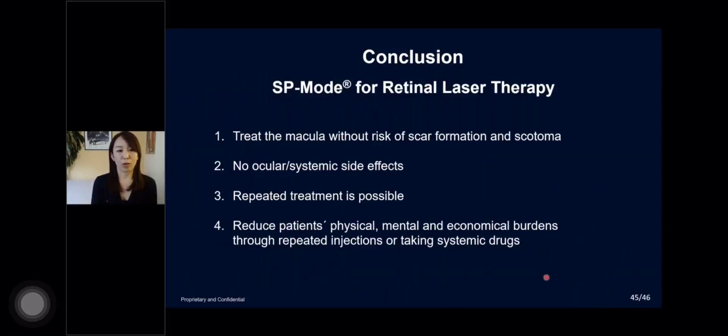So, final conclusion. SP mode for retinal laser therapy enables macular treatment without risk of scar formation and scotoma, and with no ocular or systemic side effects. Repeated treatment is possible if needed. And very importantly, it can reduce patients' physical, mental, and economic burdens from repeated injections or taking systemic drugs.